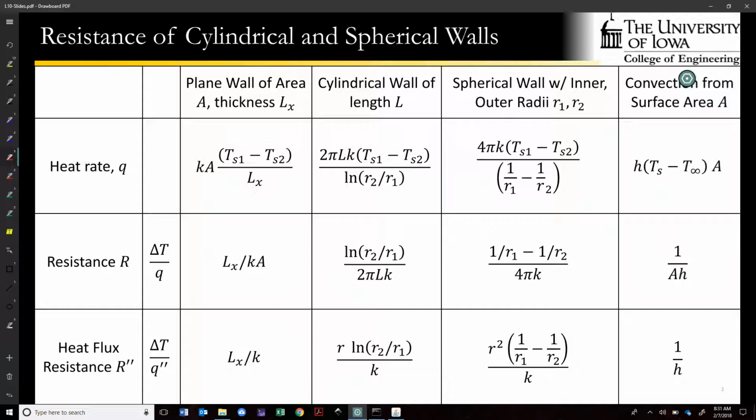The plane wall in Cartesian coordinates, so a plane wall of area A and thickness L. I put an L sub x over there to differentiate it from a cylindrical wall that has a length of L and inner and outer radii of R1, R2, and a spherical wall with inner and outer radii of R1, R2. Additionally, remember that we can repaint convective heat transfer that occurs at a surface area A as a resistance as well, whether a thermal resistance or a heat flux resistance.